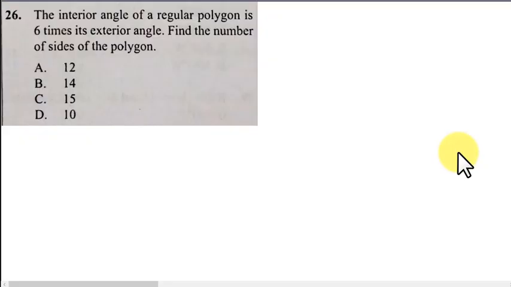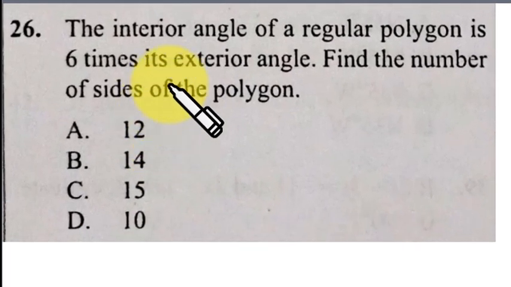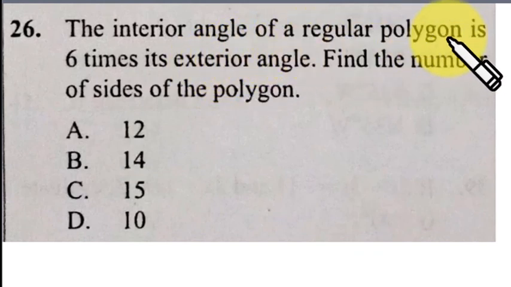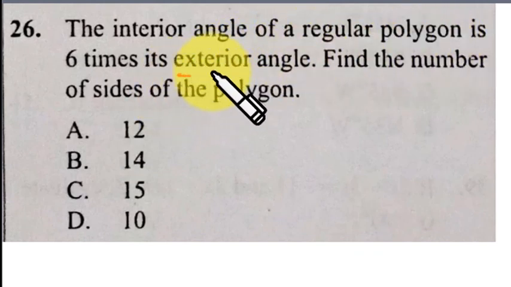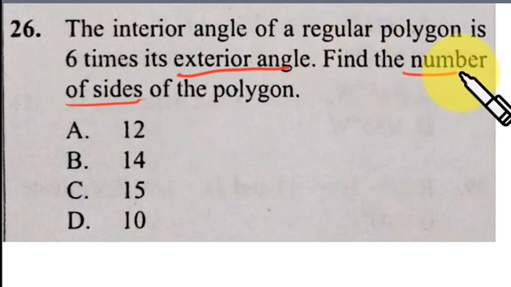In this video, we look at the WASSCE 2023 Core or General Mathematics, the Nigerian paper, objective question number 26, and it says that the interior angle of a regular polygon is 6 times its exterior angle. Find the number of sides of the polygon.